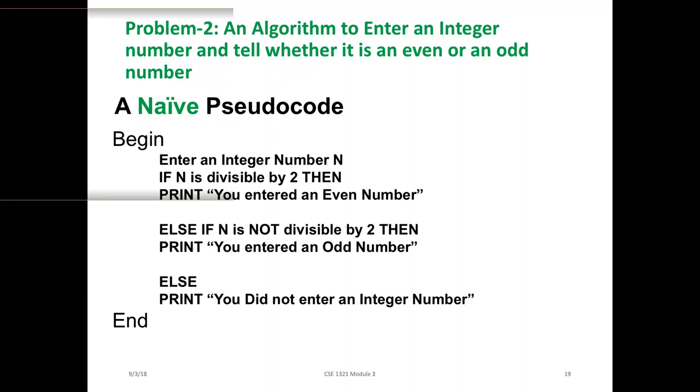The else block here is optional, right? So this is a kind of pseudocode. This is a naive pseudocode. But let us see, is it a complete code?